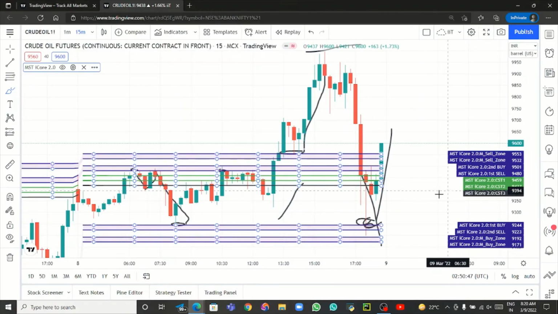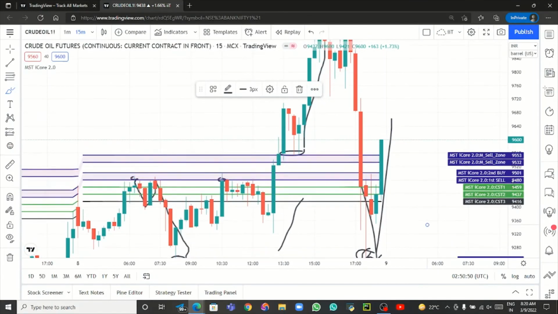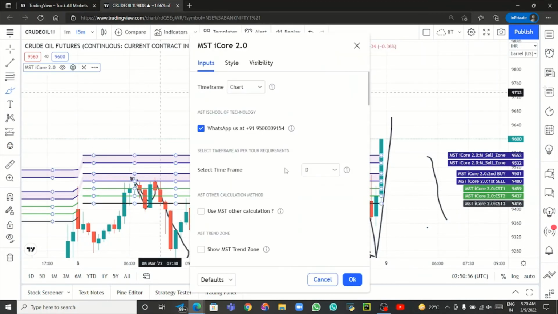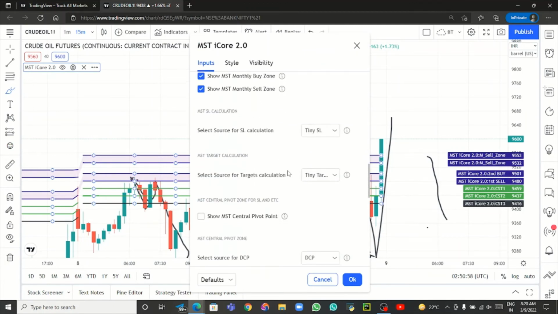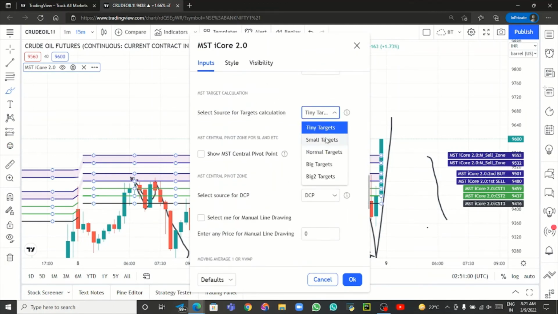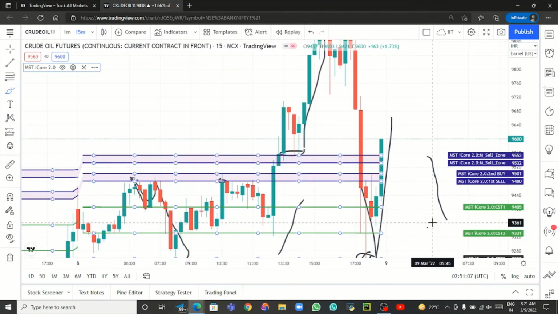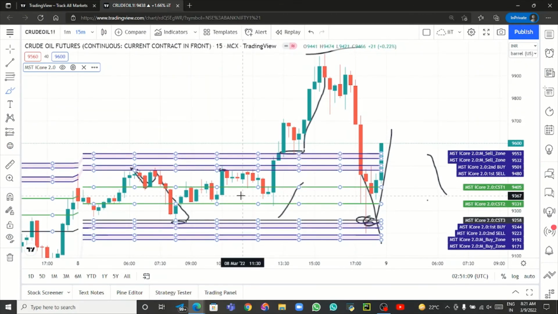Okay, now I show you the targets also. So sell activated, all 3 targets done. Then if you want, you can extend the targets. Like I said, 1:2, 1:3. So come here, enable the 1:2. So in 1:2 also all targets achieved. Then you can select normal targets. So in 1:3 also exactly all the targets have been achieved.